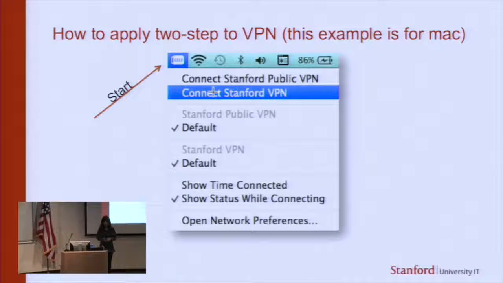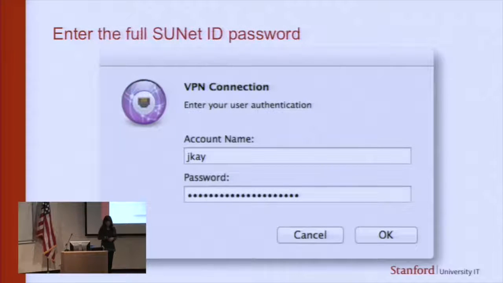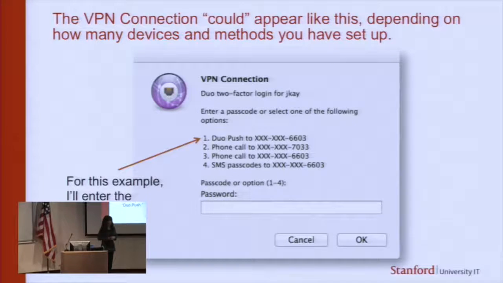So how it works, and this is what it looks like on a Macintosh, is you have this little icon up on your status bar at the very top. If you don't, you can go into your preferences and make sure that it appears there. Then you just click on that, pull down the menu, and connect to Stanford VPN. Once you get there, you put in your SUNet ID and your SUNet ID password. Click OK, and you get this menu here.